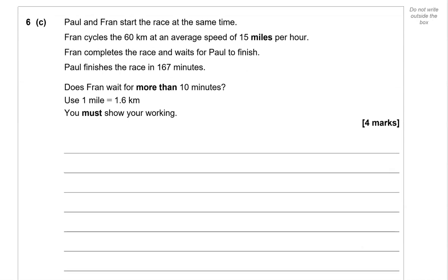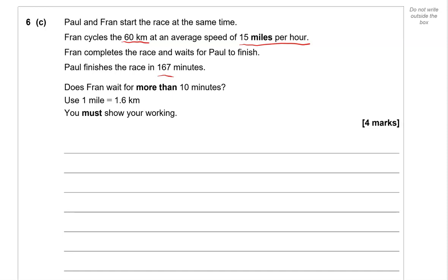Paul and Fran start the race at the same time. Fran cycles the 60 kilometers at an average speed of 15 miles per hour. Fran completes the race and waits for Paul to finish. Paul finishes the race in 167 minutes. Does Fran wait for more than 10 minutes? Use 1 mile equals 1.6 kilometers. You must show your working.